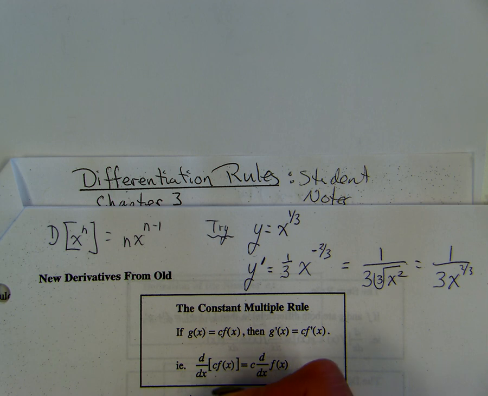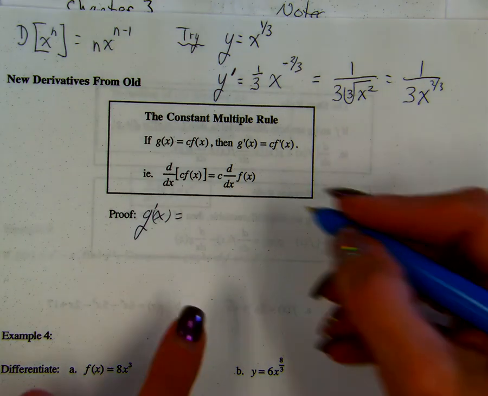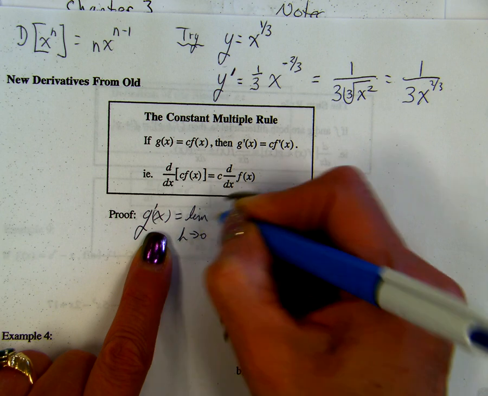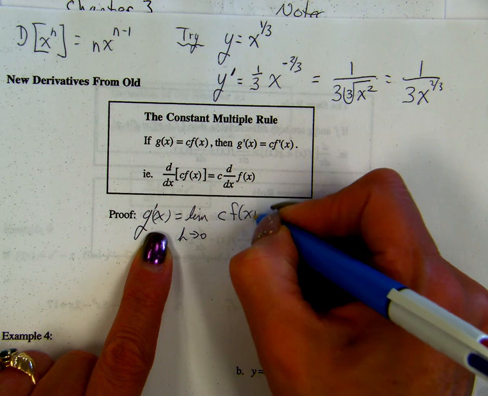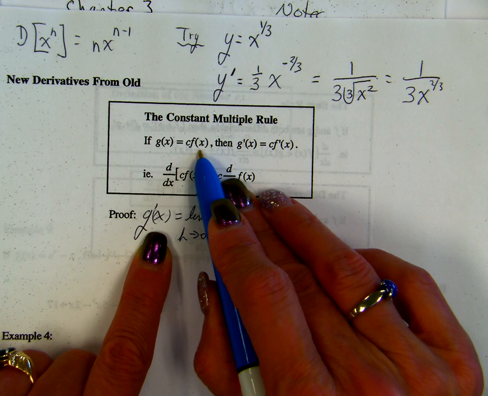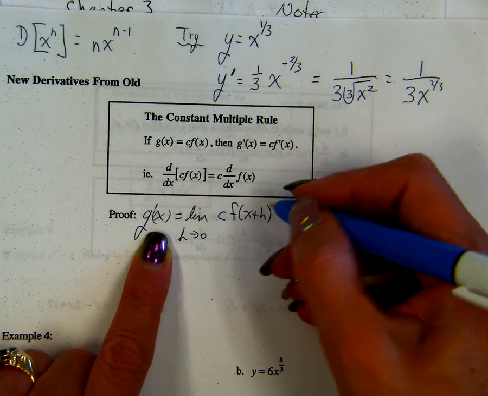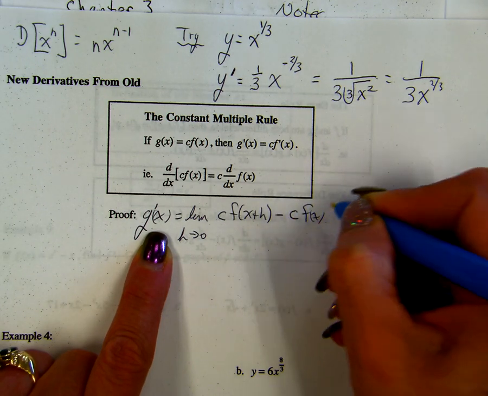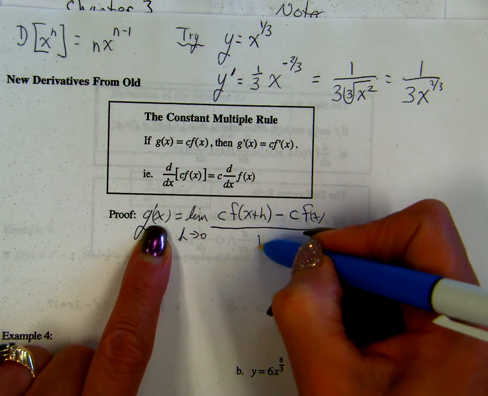G prime of x is equal to the limit as h approaches 0 of c times the function at x plus h, because that's what g is. G of x is c times f at x. What's g at x plus h? C times the function at x plus h, minus c times the function at x, because that's what g of x is. It's c times f at x, all over h.